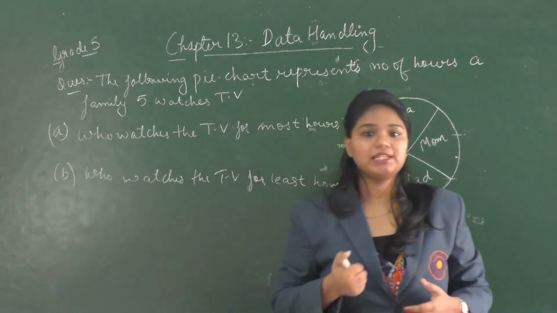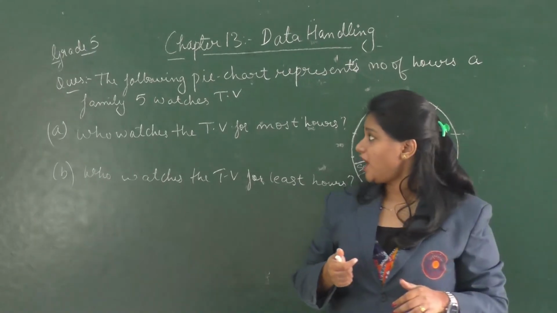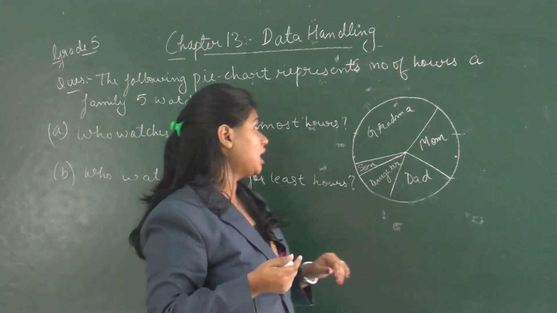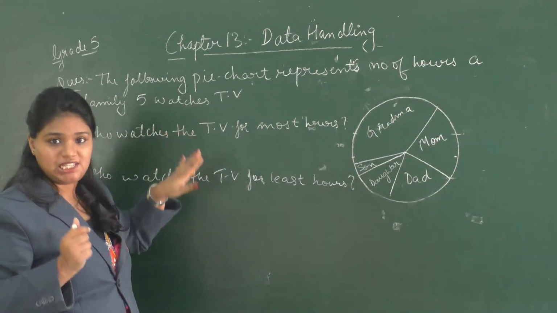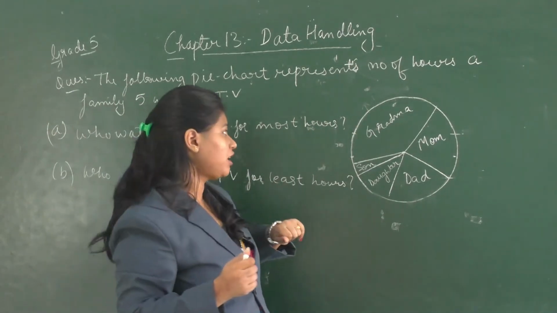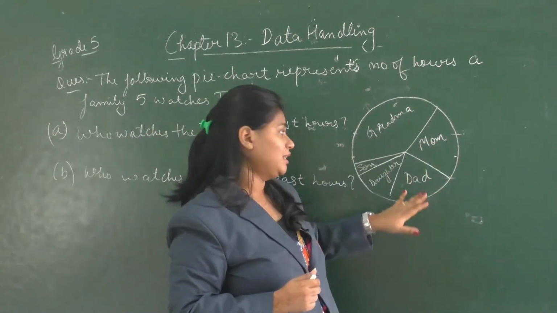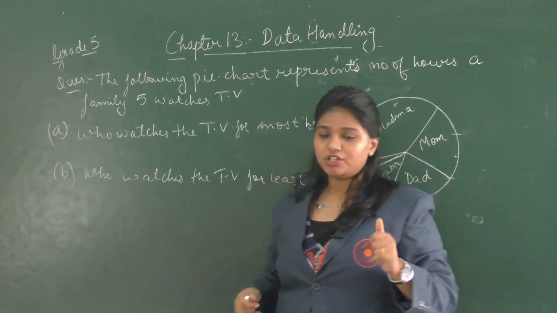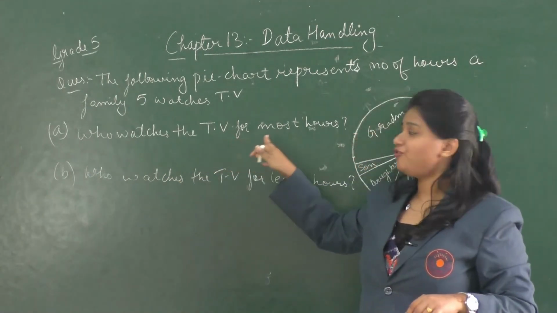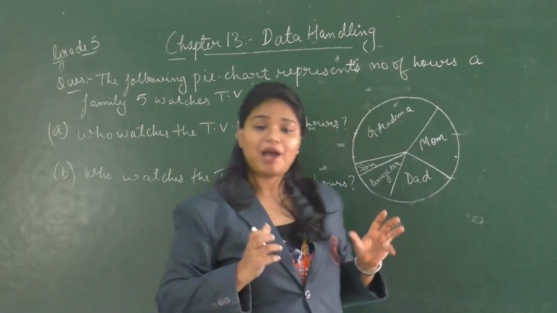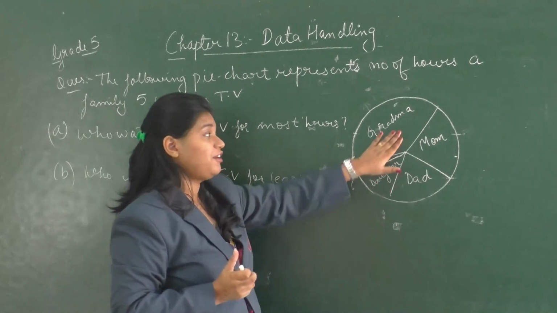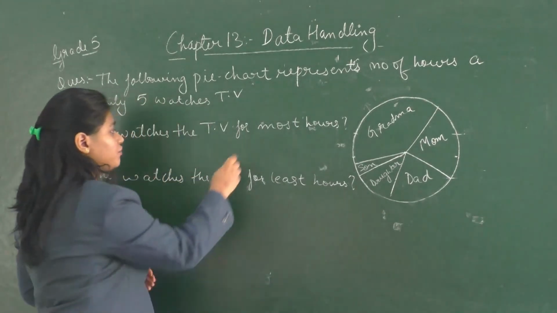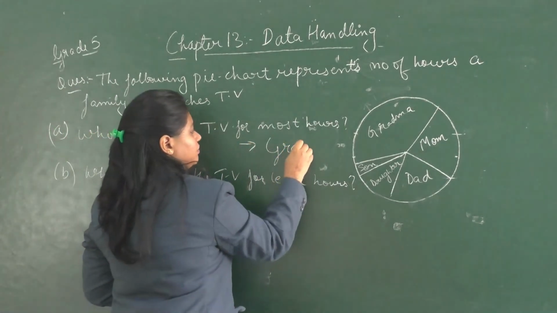Now let's interpret the data using a pie chart. So here we have a question which says the following pie chart represents the number of hours a family of 5 watches TV. So here we have a pie chart and here they have mentioned grandma, mom, dad, son and daughter. Now here we have 2 questions. The first one is who watches the TV for most hours? So here the maximum part is occupied by grandma. So that means grandma watches the TV for most number of hours. So the answer for the first question is grandma.